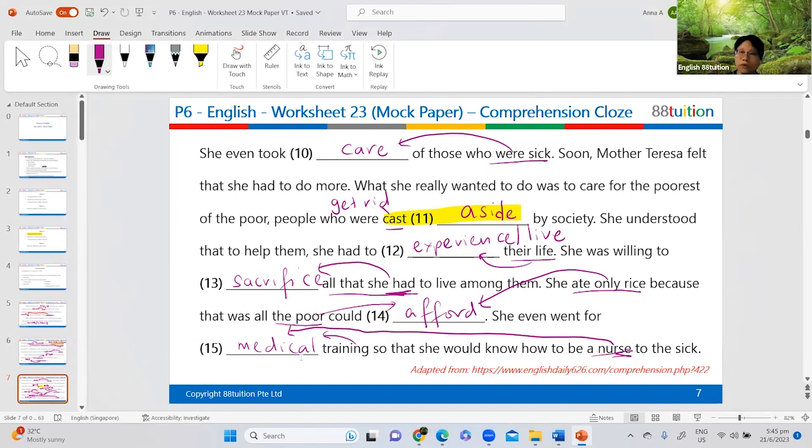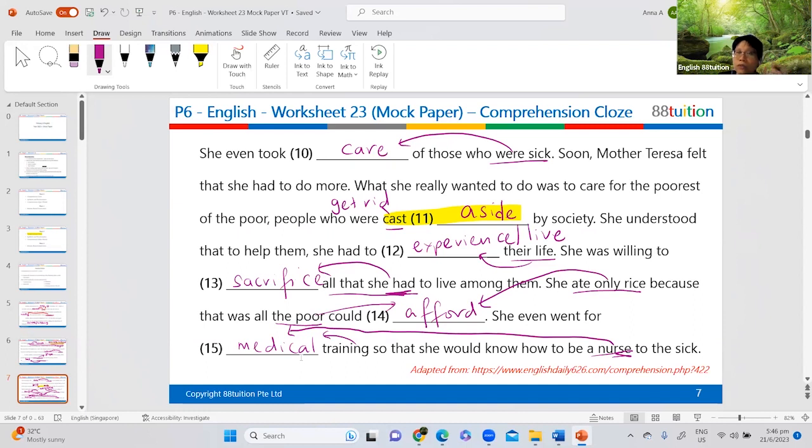Important for your PSLE, draw your arrows. Your teacher would emphasize this in school. Remember, there are some specific prepositions that you have to remember, like "cast aside," right? There are certain collocations that you have to memorize. Don't forget, if your teacher has been giving you the idiom booklet in school, please go memorize some of those, because they can be asked.